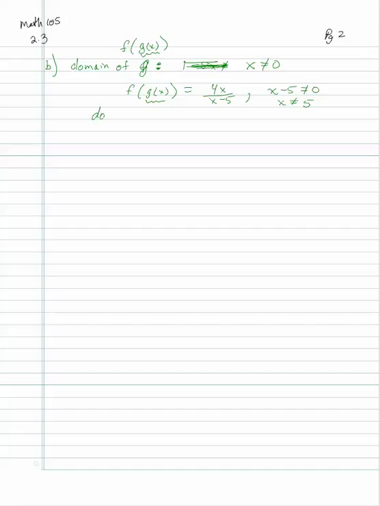So our domain of f composed with g is equal to, in interval notation, negative infinity to 0, 0 to 5, so we're throwing out 0. We're throwing out 5, that's why we have parentheses, and then 5 to infinity. So basically it's everything but 0 and 5. Okay?